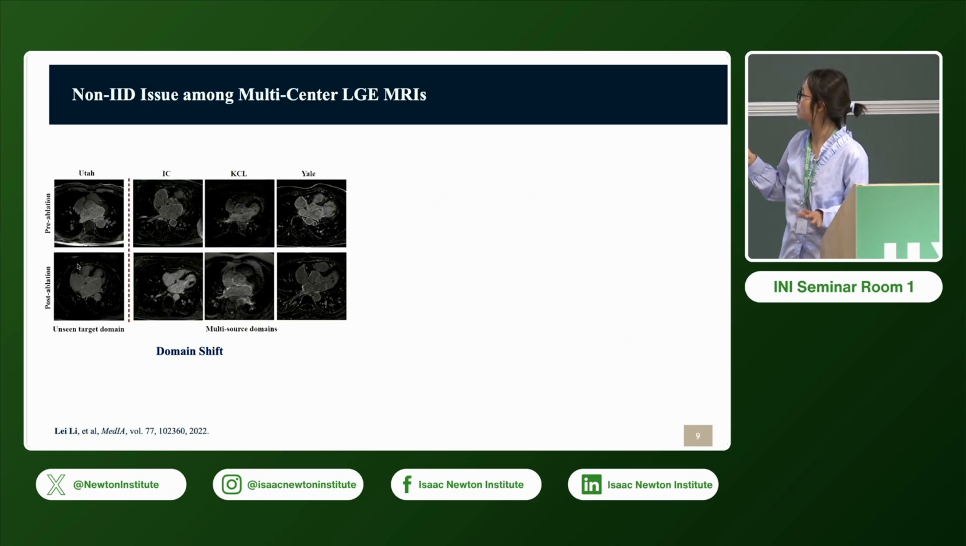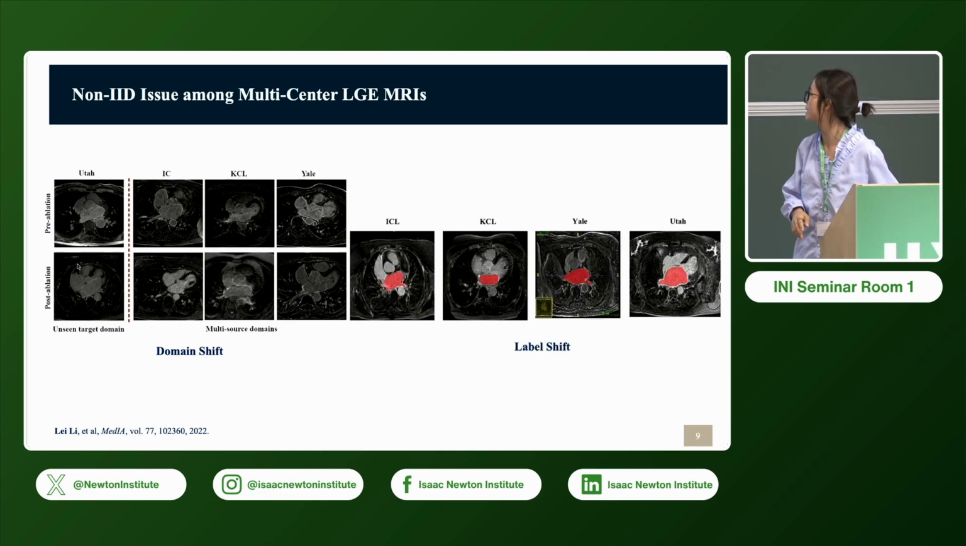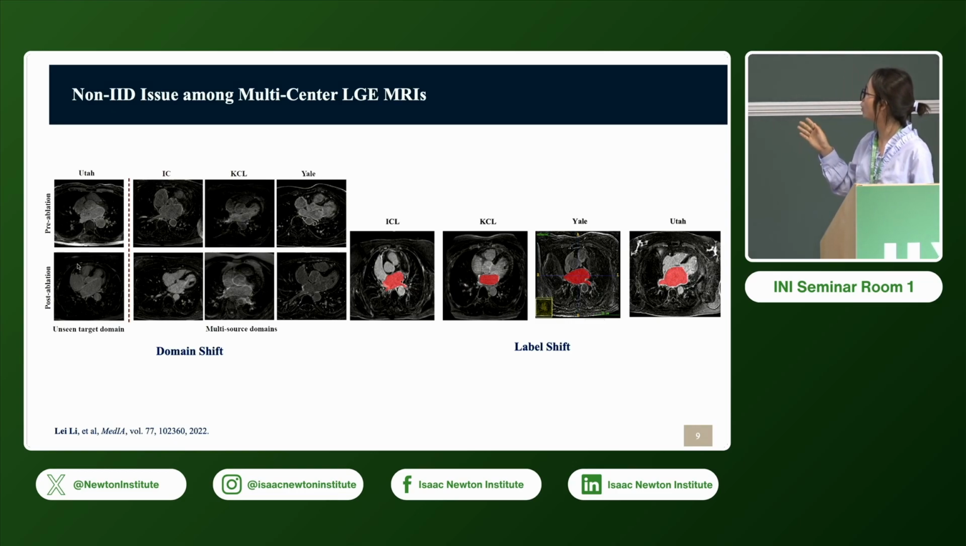For the specific application of multi-center LGE-MRI, we collected data from different centers, and we noticed that the data have different distributions in intensity level. Moreover, we also noticed that different doctors from different centers have different criteria when they label the left atrium cavity, which results in label shift in the multi-center data.